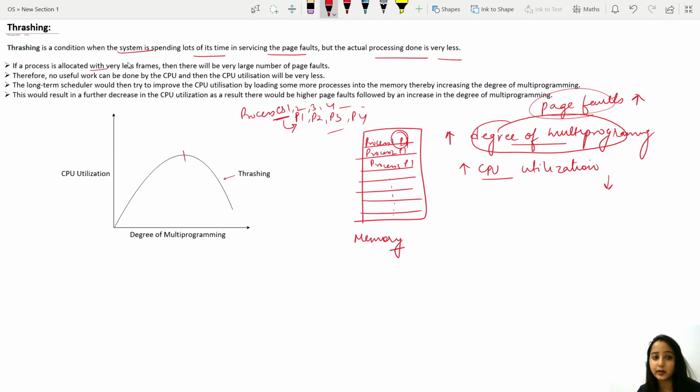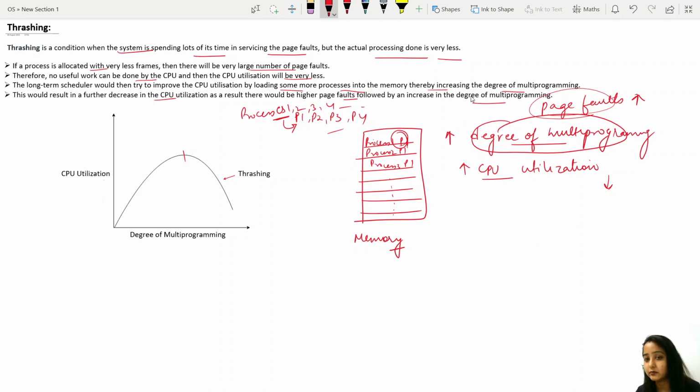If a process is allocated very few frames, then there will be a large number of page faults. Therefore, no useful work can be done by the CPU, and CPU utilization is very low. Then the long-term scheduler would try to improve CPU utilization by loading some more processes into memory, increasing the degree of multi-programming. That would result in a further decrease in CPU utilization, as there will be a high number of page faults followed by an increase in the degree of multi-programming.